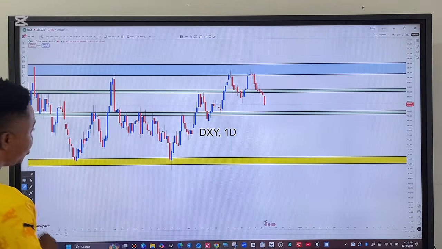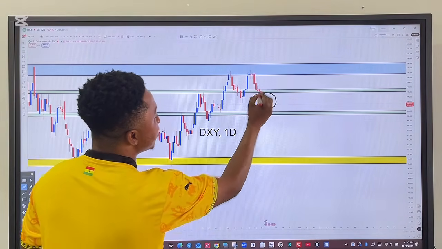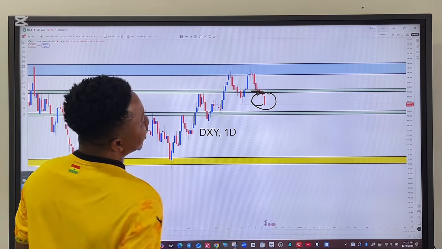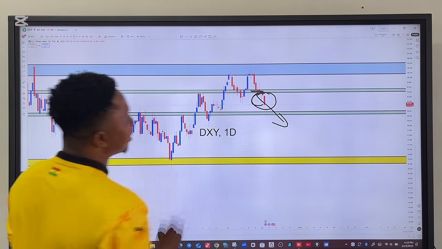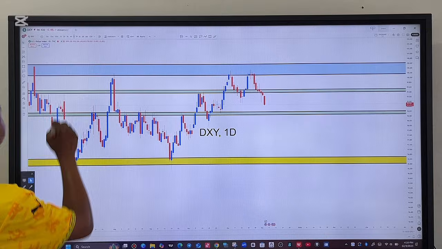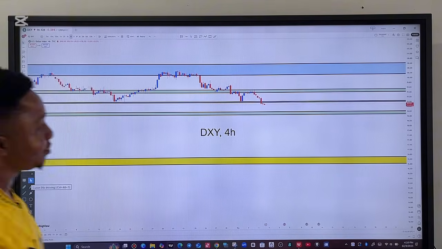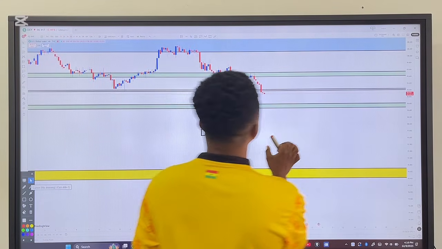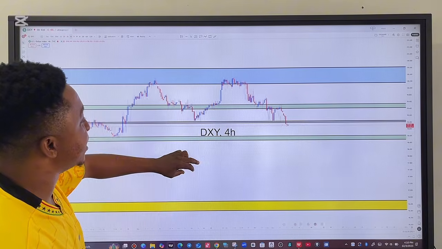So let's prepare for entries as we take it to the 4-hour time frame below the daily resistance here to sell all the way down as well. Alright, so DXY onto the 4H. Alright, so this is the 4-hour time frame of DXY.